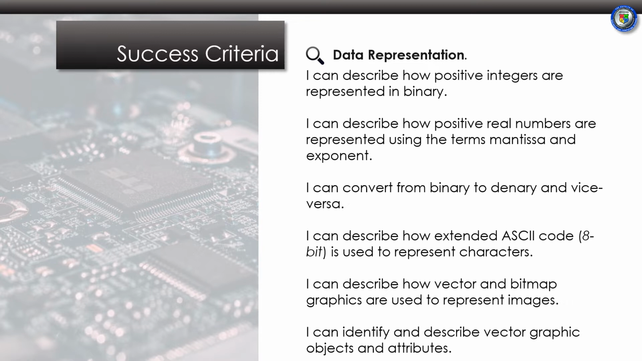Again, we have some success criteria. I can describe how positive integers are represented in binary. I can describe how positive real numbers are represented using the terms mantissa and exponent. I can convert from binary to denary and vice versa. I can describe how extended ASCII code, 8-bit, is used to represent characters. I can describe how vector and bitmap graphics are used to represent images. I can identify and describe vector graphic objects and attributes. As always, we should look at our success criteria throughout the lesson to benchmark our progress.